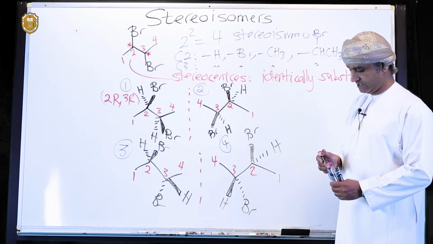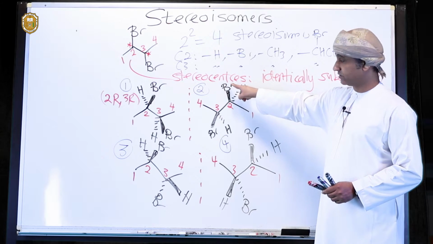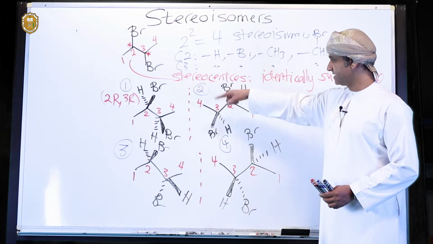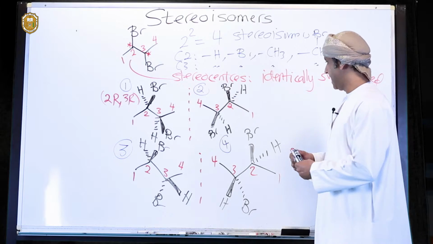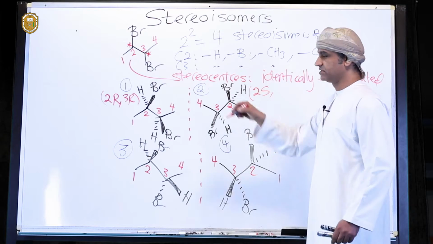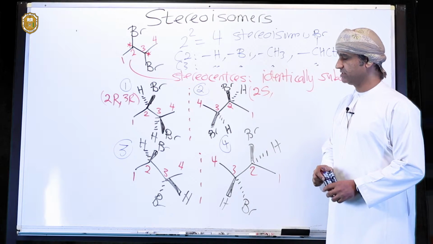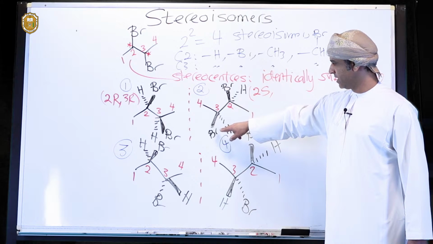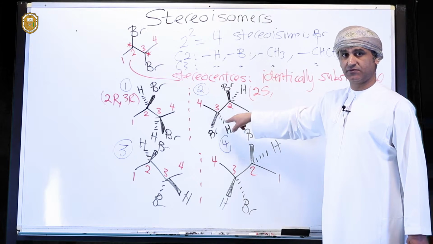Let's check. Now, if you look at C2, of course, Br has the highest priority, followed by the bromoethyl and then methyl. So it's counterclockwise rotation. Therefore, the absolute configuration is S. So this is 2S. That's good so far. That's opposite to the absolute configuration of the same center on stereoisomer number 1. If you look at 3, Br number 1 has the highest priority, followed by that group, followed by the methyl group as number 3, and of course hydrogen is number 4.